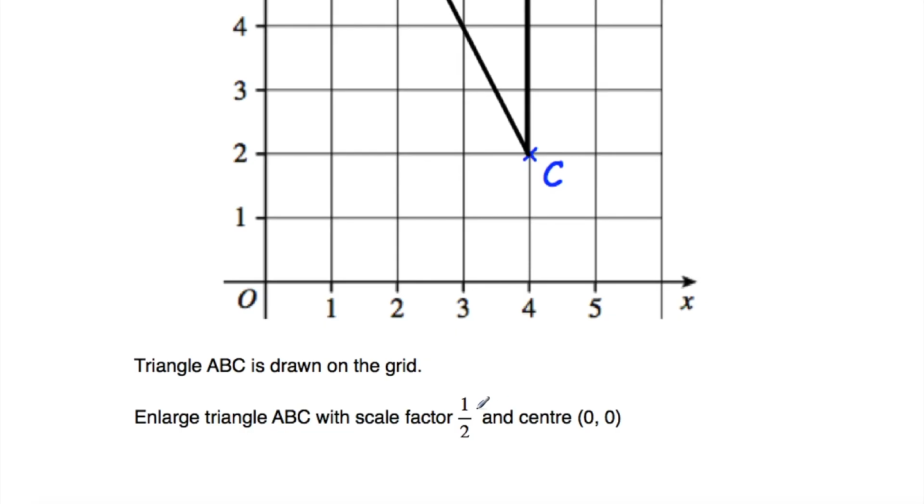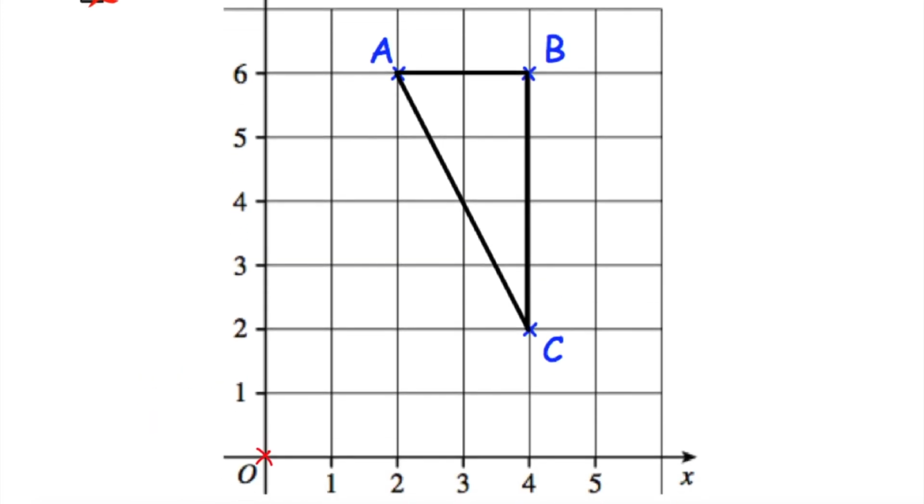Because if the scale factor was 2, all the sides would double. You'd multiply them all by 2. If the scale factor is 1/2, they're going to be half the size. And the center of enlargement is 0, 0. So I'm just going to put a cross there on the center of enlargement. So all of these points in this triangle, ABC, are going to become half as far away from the center of enlargement here.